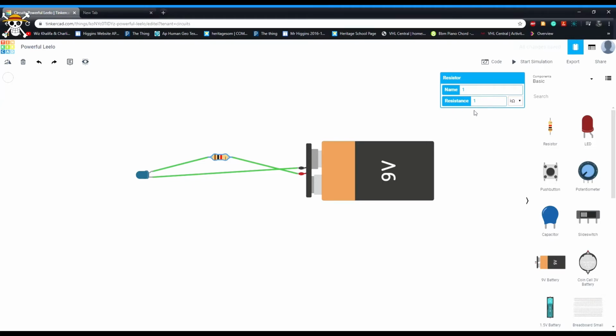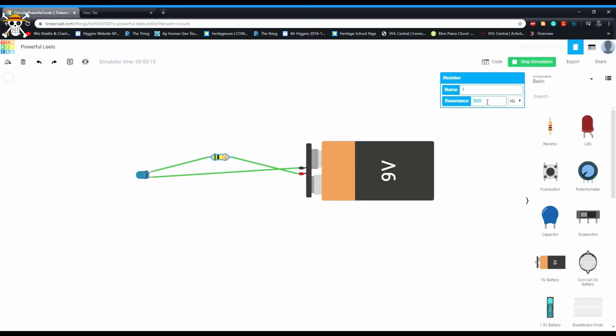So how do you change it? Well, you can come over here and type in a value. I'm going to go ahead and hit 500, then hit start simulation. Now you can see that the LED is a little bit dimmer because the resistance was upped. So now the amount of current going through is less, and the LED has less power to light up. So you can play around with that.